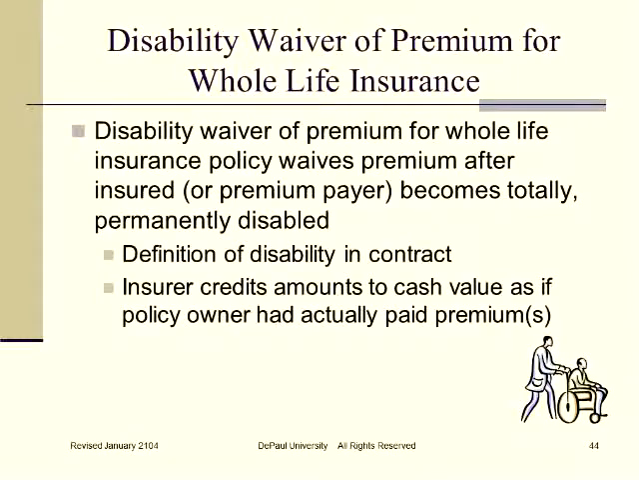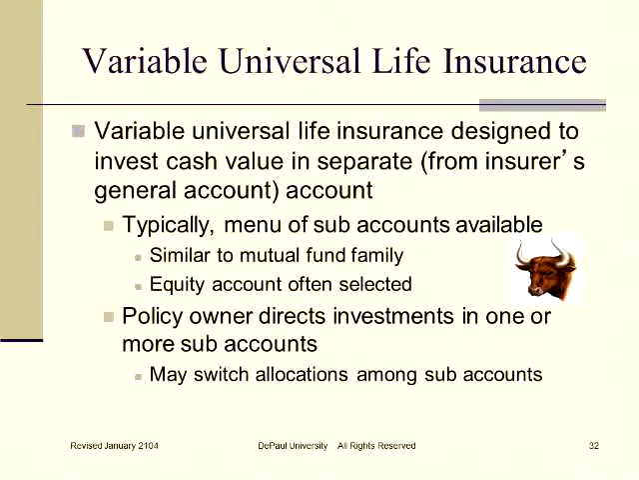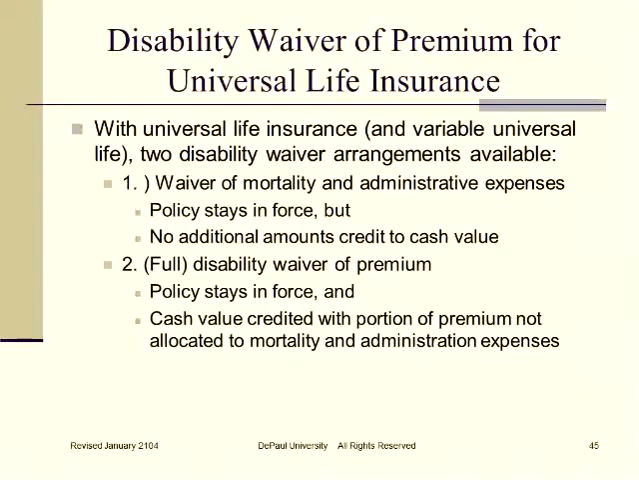If you have a universal life contract, let me get to the right slide, sorry. Universal life, there are two kinds of waiver of premium. One is waiver of premium of the mortality charge. In other words, we'll keep the policy in force as a death benefit. The other is a full disability where we're going to add to the cash.